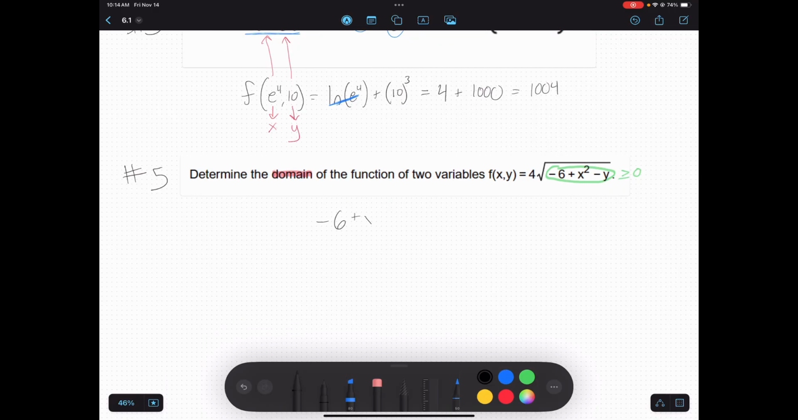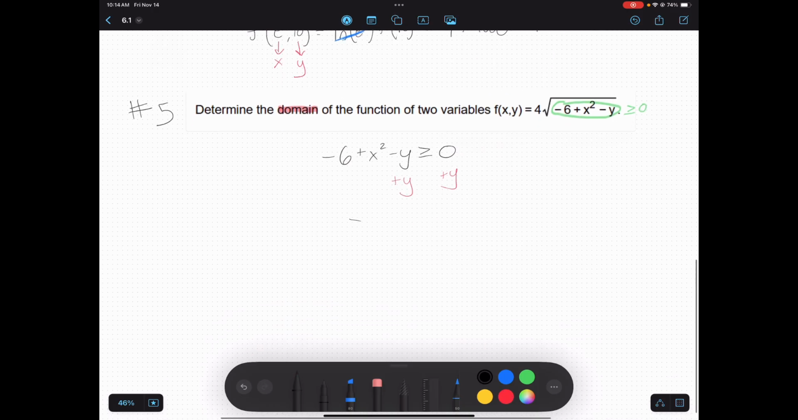So what that allows me to do is now I can rewrite that. I can just focus on the piece that's inside. And then from here, I just need to write a statement that relates x and y. It doesn't matter which one you solve for, so it's probably going to be easier to solve for y here, because then I can just get y to the other side by adding y on both sides. So I get negative 6 plus x squared is greater than or equal to y. I can flip that around if I want and then say y has to be smaller than x squared minus 6. And as long as that's true, then I'll have a positive number under that square root.